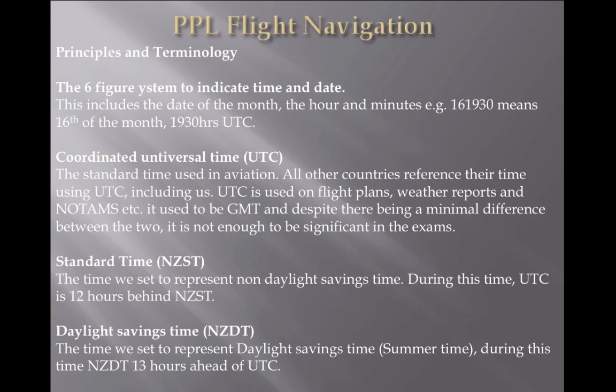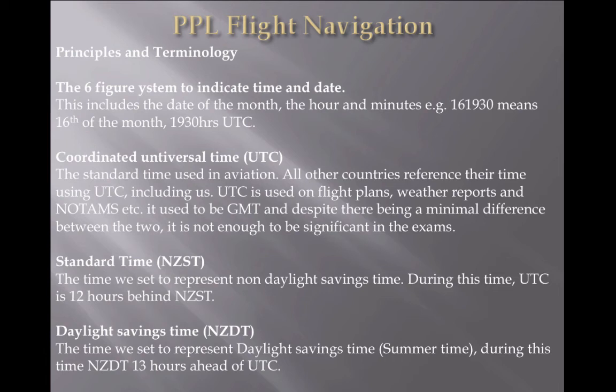The 6-figure system to indicate time and date. This includes the date of the month, the hour, and minutes. So 16 is the date of that particular month, and 1930 is 7:30.